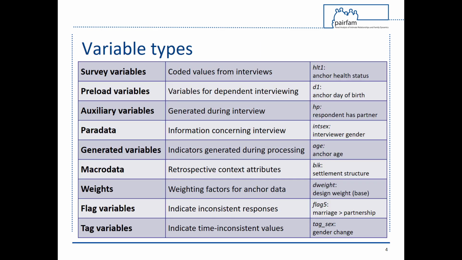Which types of variables are included in the anchor data? Most of the data stored are survey variables, which are coded values provided by the respondents. For example, HLT1 represents the anchor respondent's self-rated health status. From wave 2 onward, the anchor datasets also contain preload variables. These are generated variables used for dependent interviewing. For example, D1 stores the anchor's day of birth.